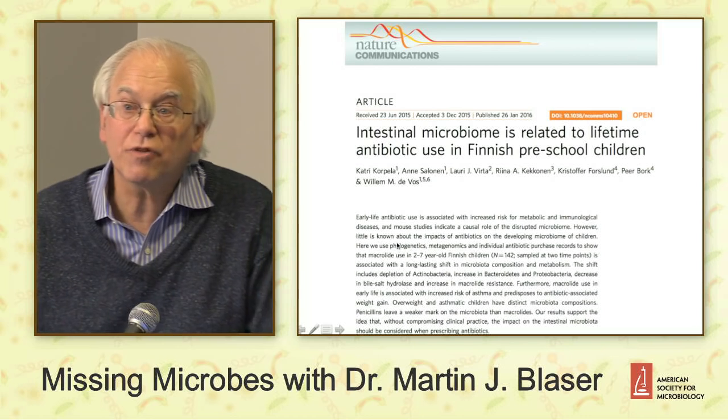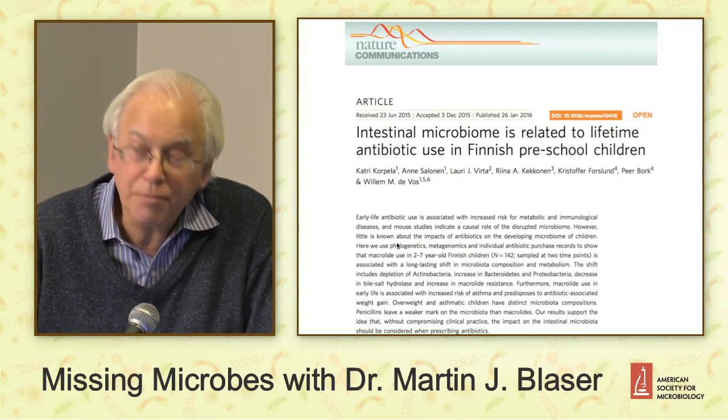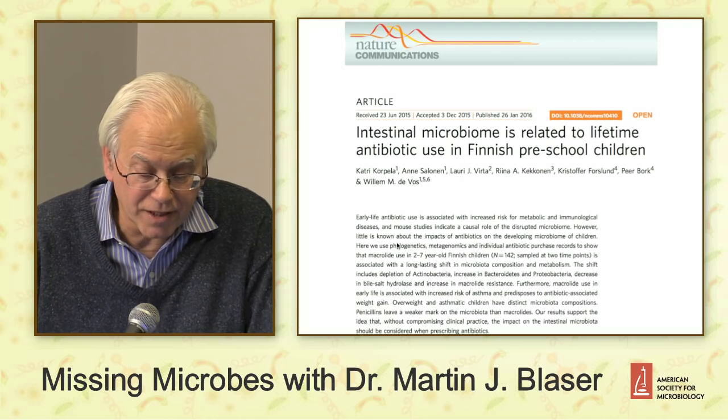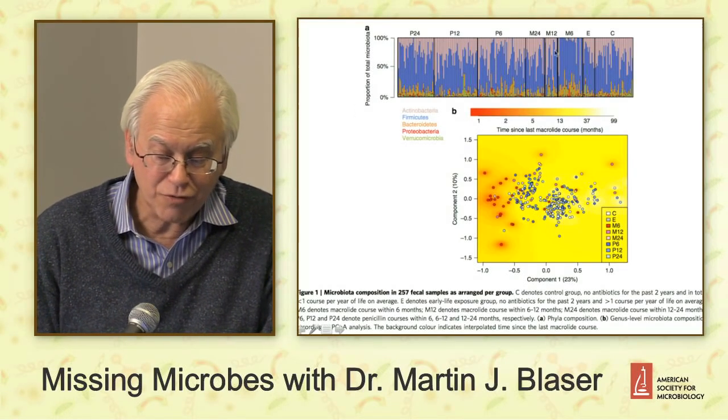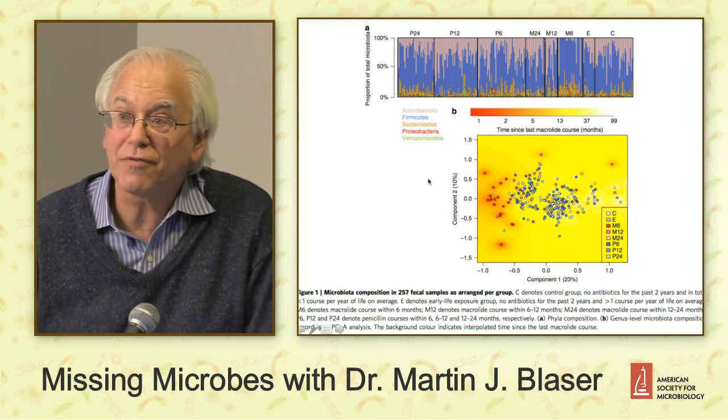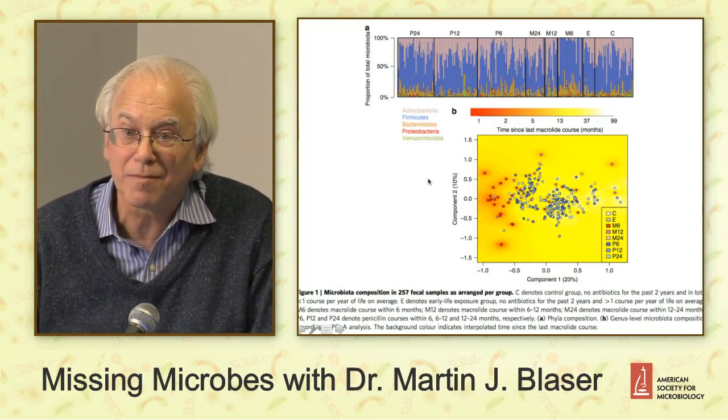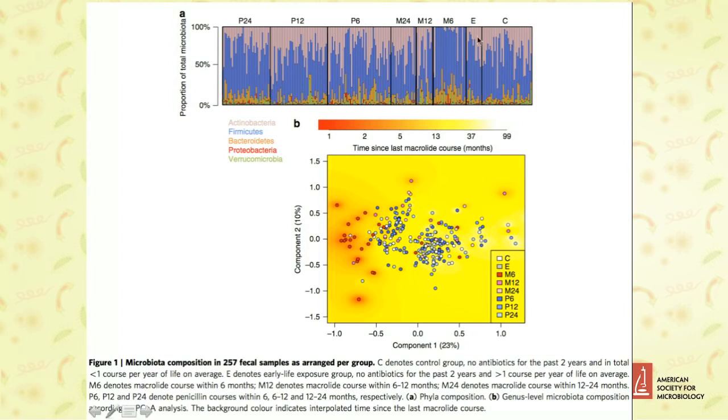Now this is particularly interesting because a paper just appeared 2 days ago, a study from Finland looking at the intestinal microbiome and relating it to lifetime antibiotic use in Finnish children. And the point that was the most interesting to me is that there was a difference between macrolides and beta-lactams. What they find is that 6 months after macrolide, there's a big shift, loss of particular organisms, and it only very slowly comes back.